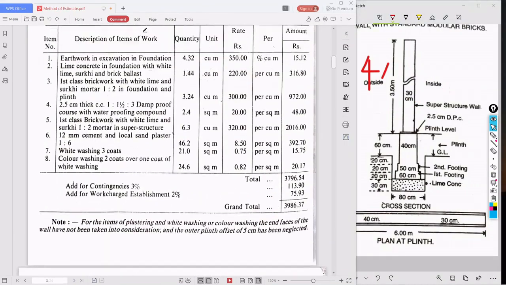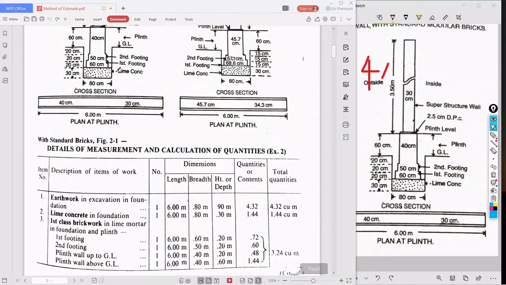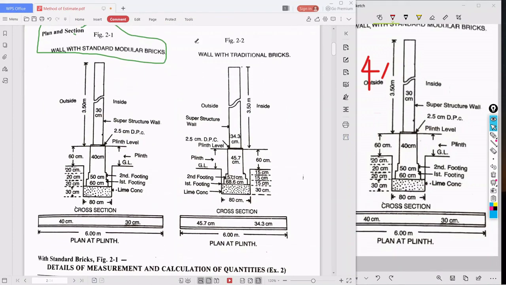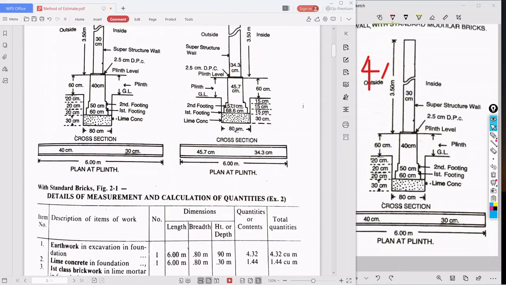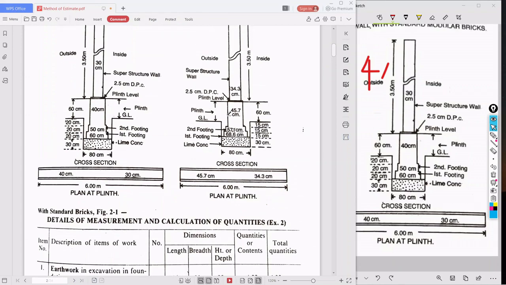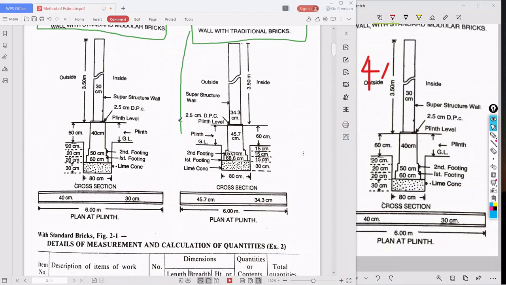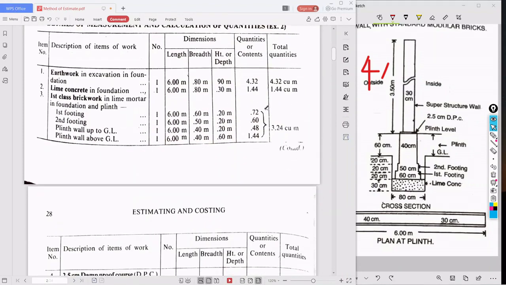Now, this was for modular bricks. The plan and section were for modular bricks. So one assignment is for you: you need to do it with traditional bricks. Okay, you need to do the measurement of quantity the same way, with the values specified here, calculate them, and comment on the quantity.